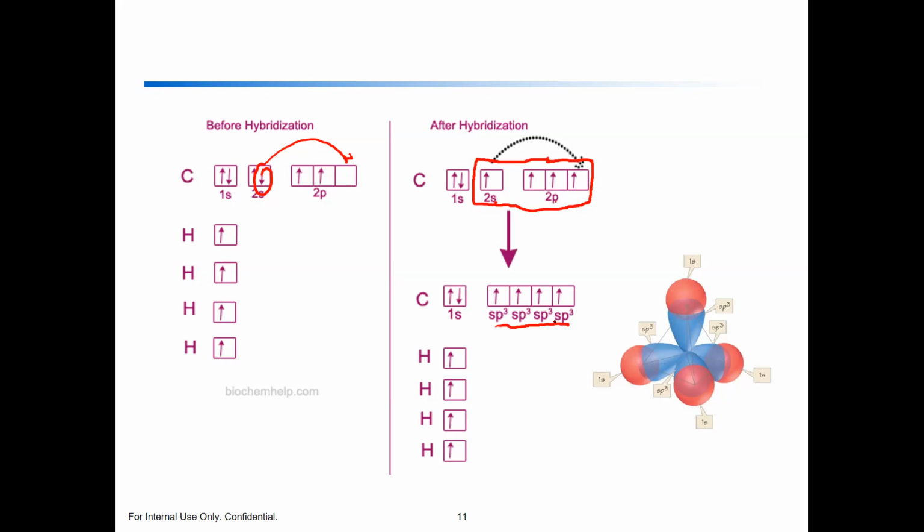Okay, now we have this. Now this electron could bond with this one, this to this one, this to this one, and that to that one. So they said, okay, this is how we're going to save the model. But what type of evidence do we have that this s and these p's are mixing together to form an sp3? What type of evidence do we have?